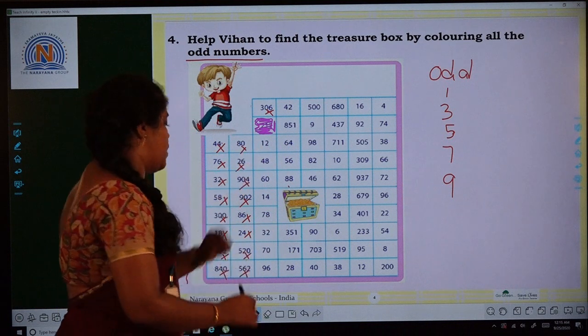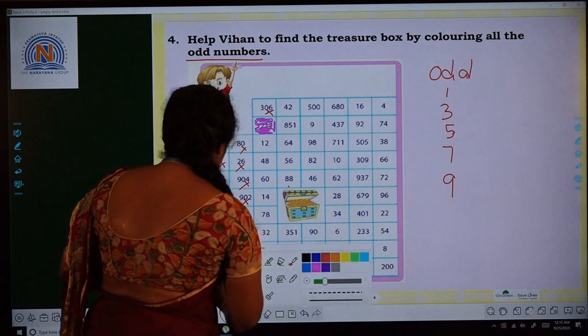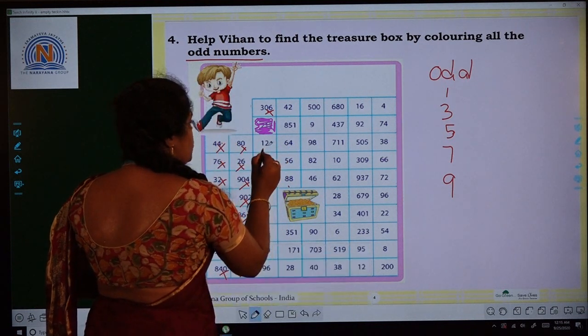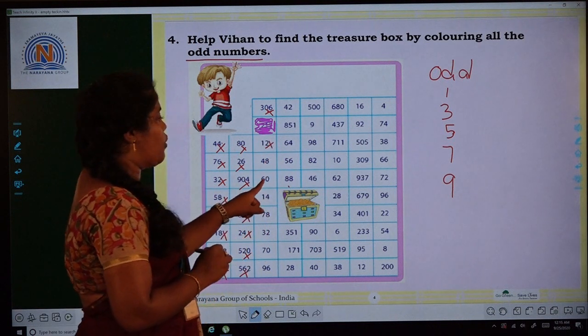Next, moving on to the next one. 12. In the ones place the digit is 2, so it is not an odd number. Next, 48. Not an odd number.